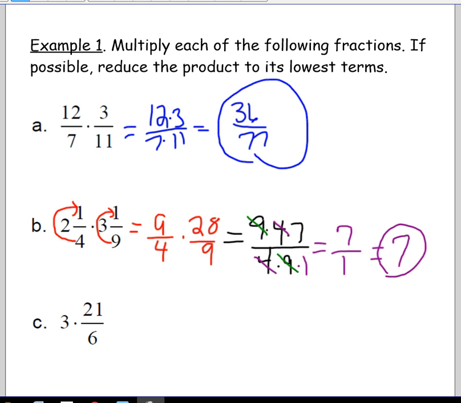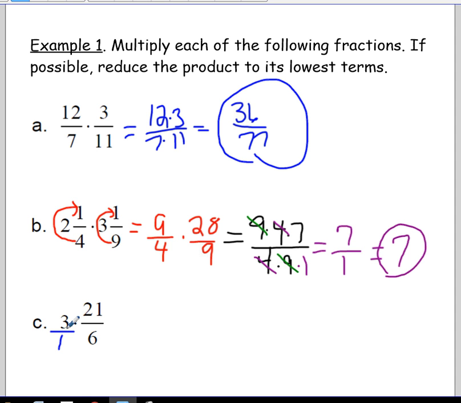Our third example here has the whole number 3 times the fraction 21 over 6. And so to set this up, I want to turn my whole number into a fraction, so I can do numerator times numerator over denominator times denominator. And as we just dealt with in question B, any whole number can be written over 1. And so I'm going to change 3 into 3 over 1.